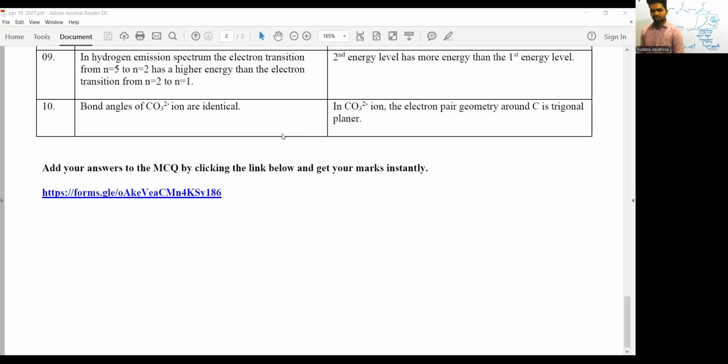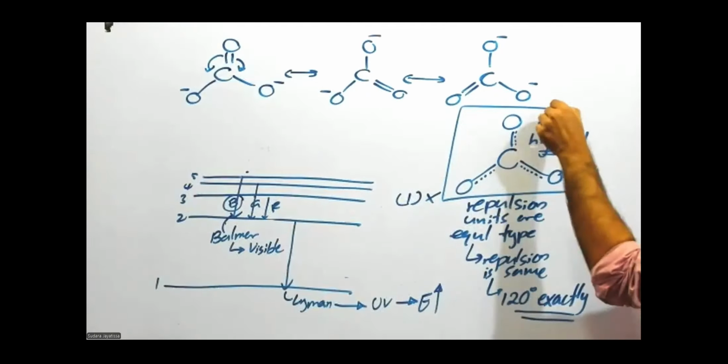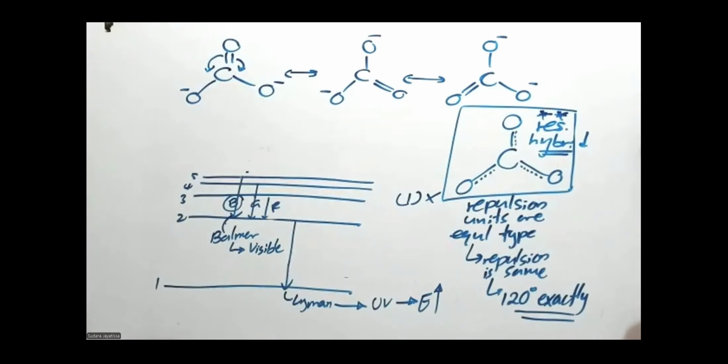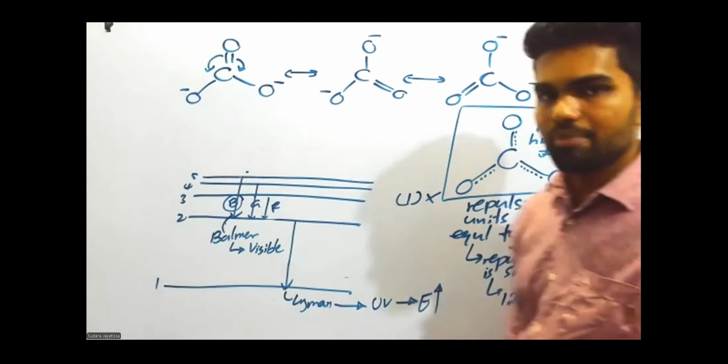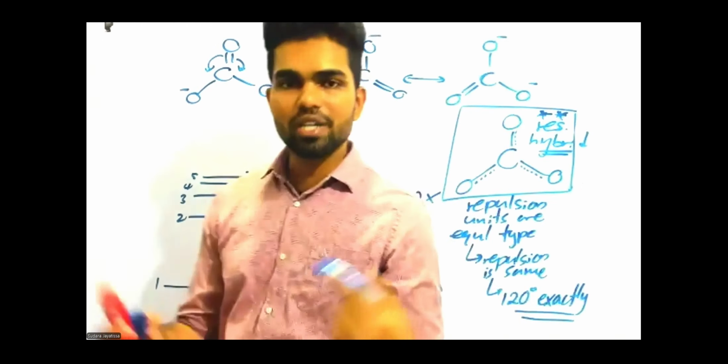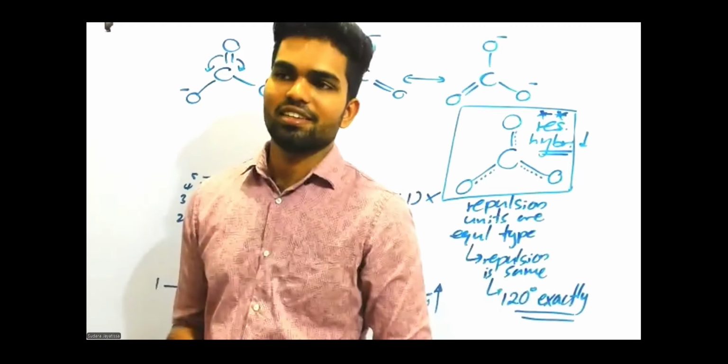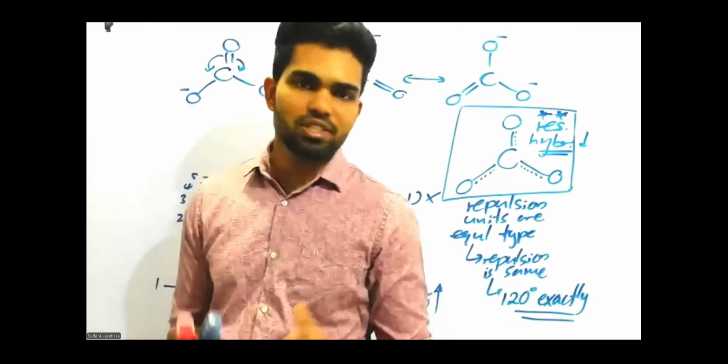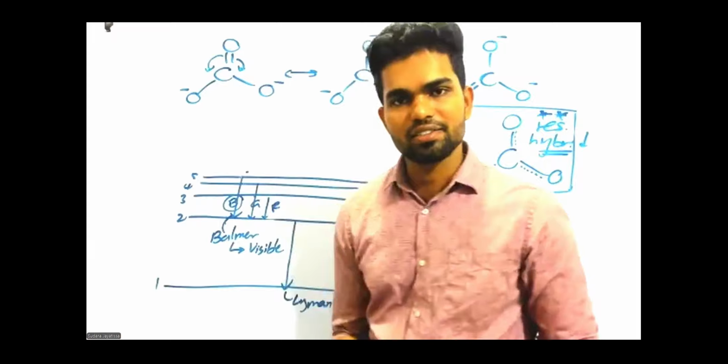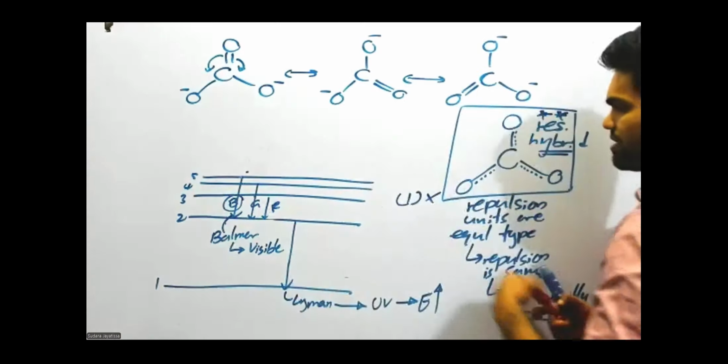So look at the second statement. In carbonate ion, the electron pair geometry around carbon is trigonal planar. Yes, that is correct. But can it explain the identical bond angles? No. To explain the identical bond angles, you have to talk about the resonance hybrid. At least you have to say real carbonate is a hybrid of three resonance structures. You have to say something like that, not about the trigonal plane.